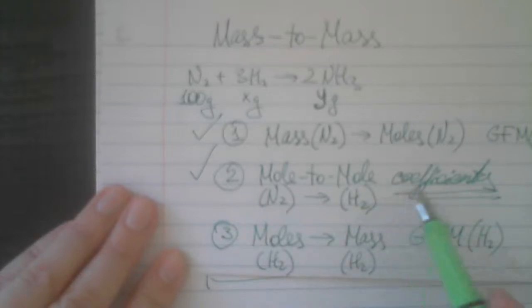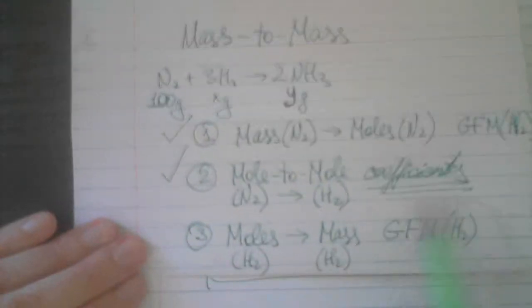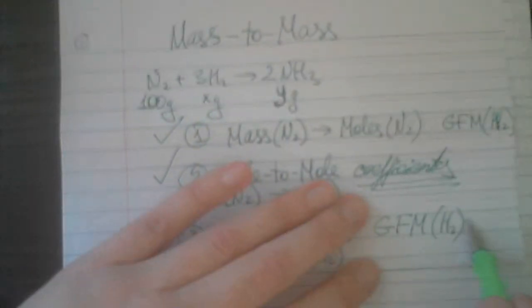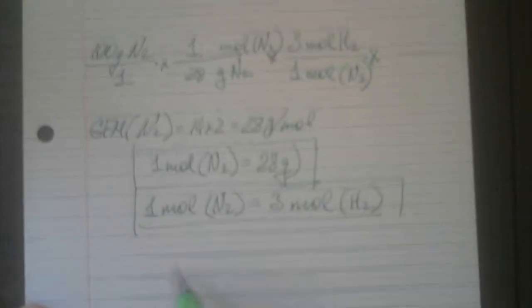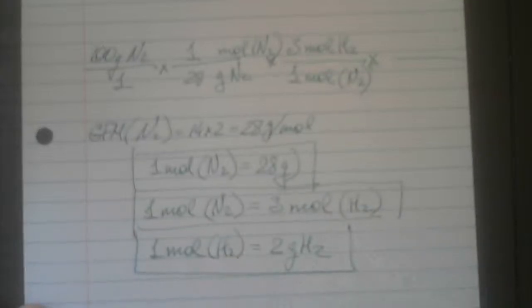We used coefficients. Okay, for the final conversion, we will use gram formula mass of hydrogen, which is simply 2. It's 1 times 2 equals 2 grams per mole. So gram formula mass of hydrogen tells us that 1 mole of hydrogen weighs 2 grams. Good. That's our third conversion factor.